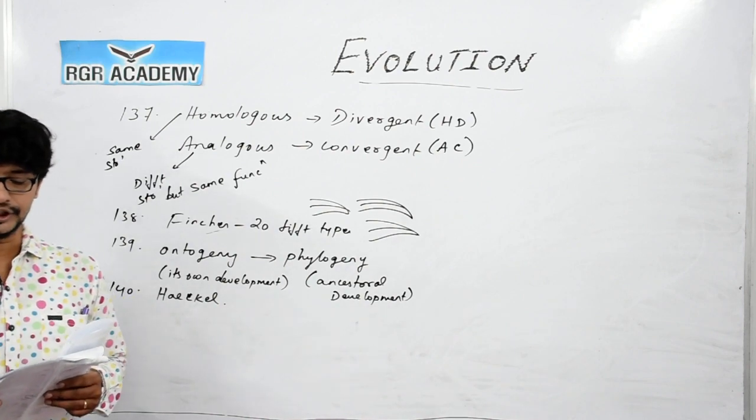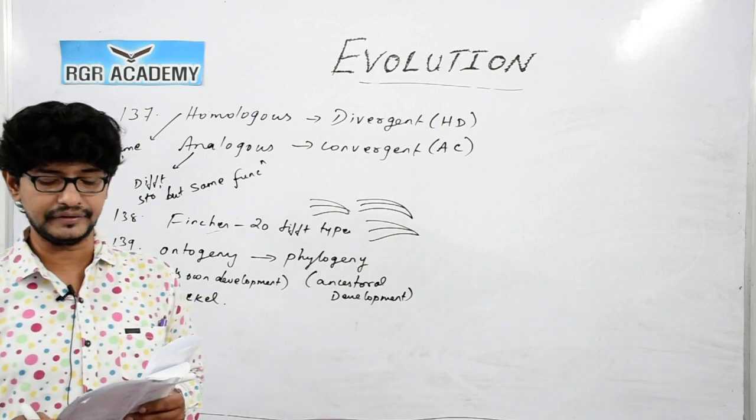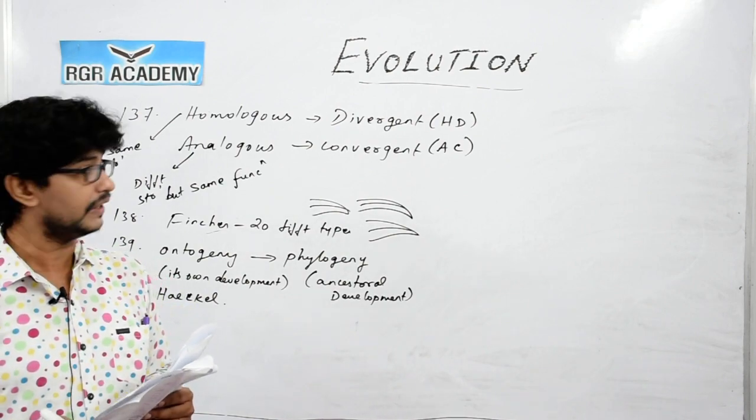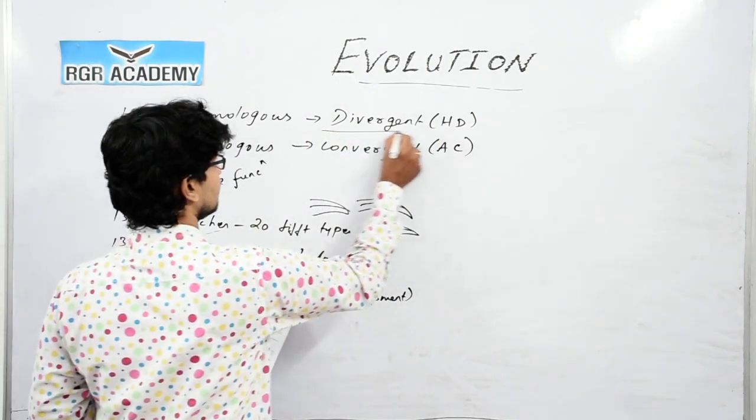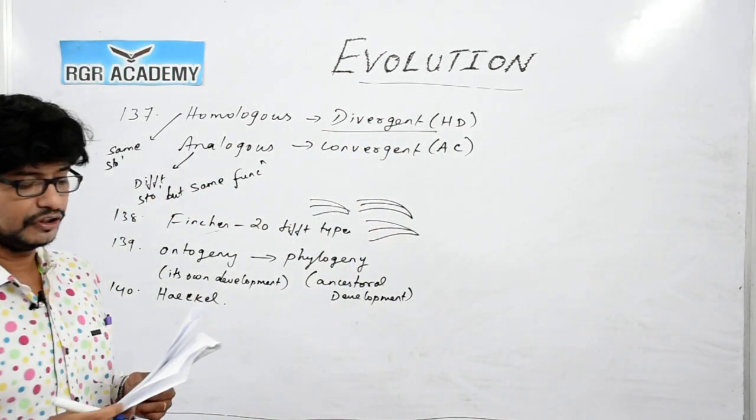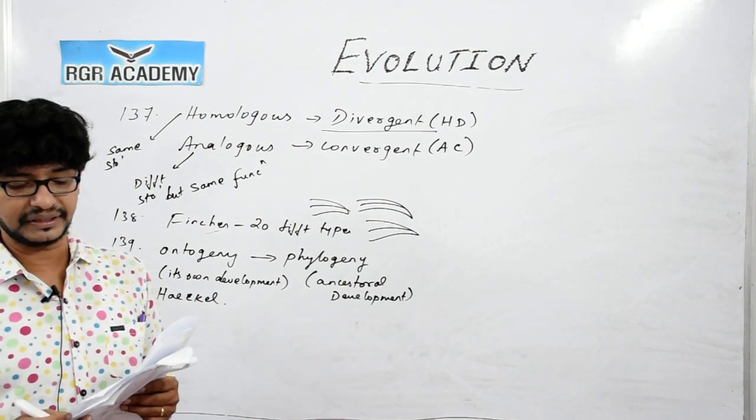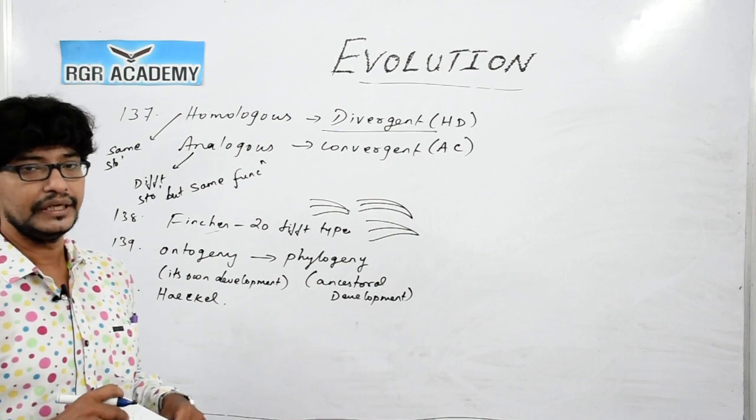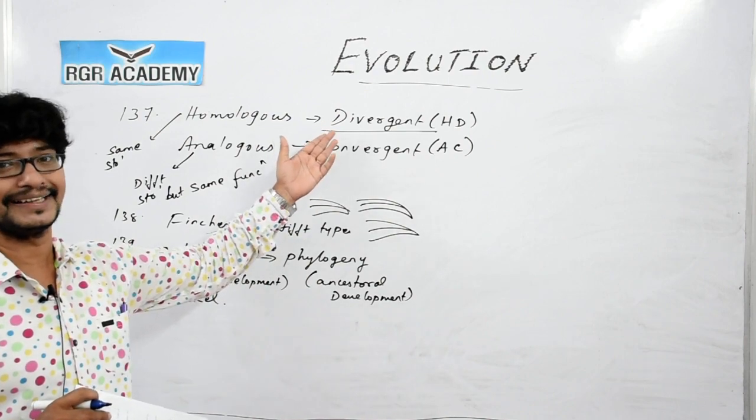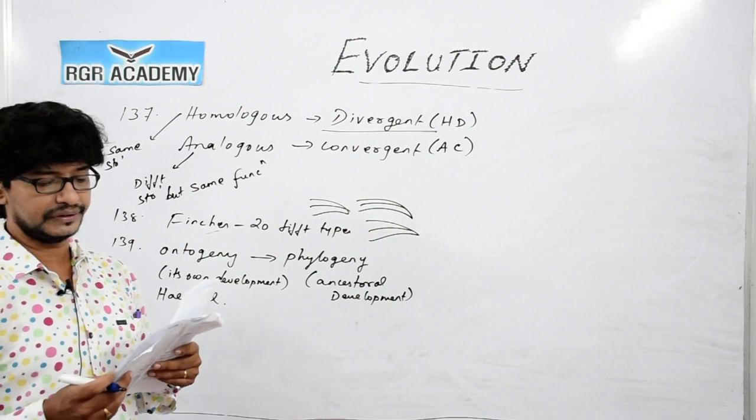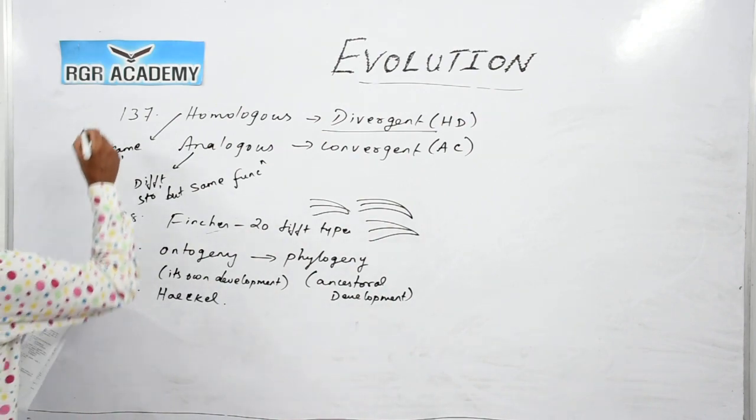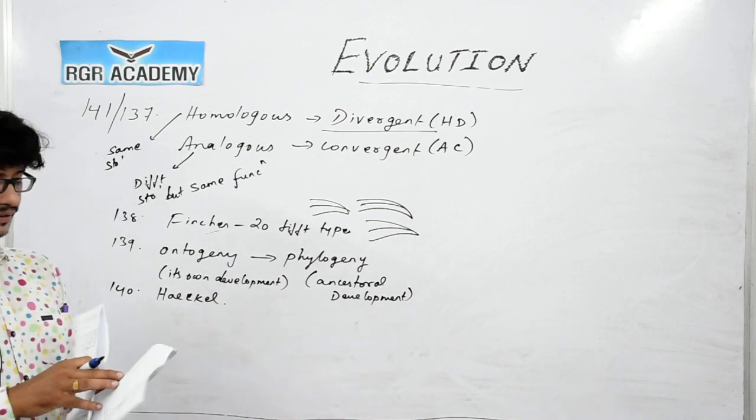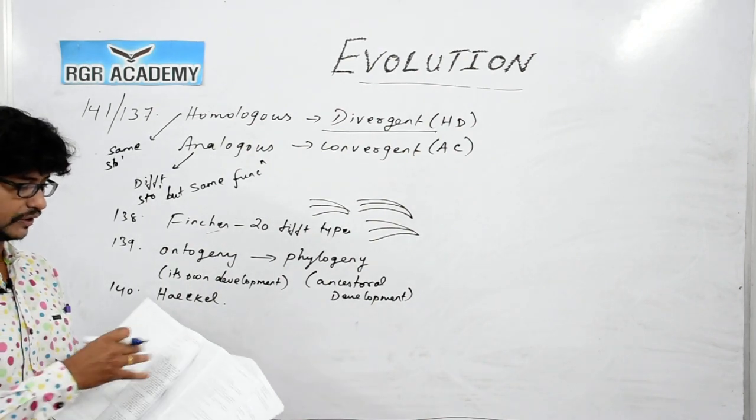141. An evolutionary pattern characterized by the rapid increase in the number and kinds of closely related species is called divergent evolution. This is a divergent evolution. Closely related species might be having common ancestors. So for question number 141, the option is divergent evolution. Okay, we are done with question 141. We move on to the next question.